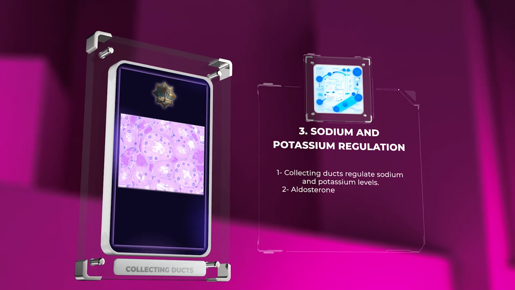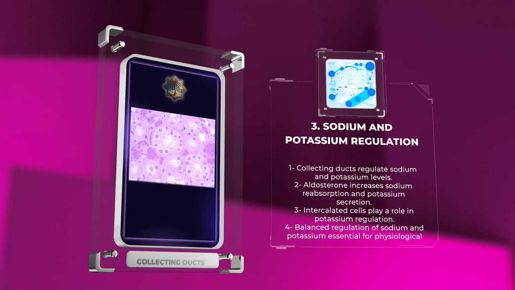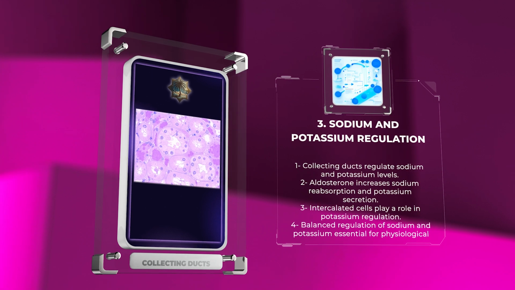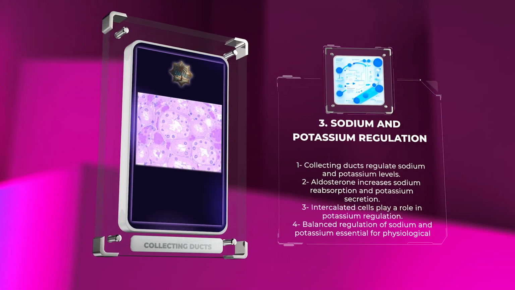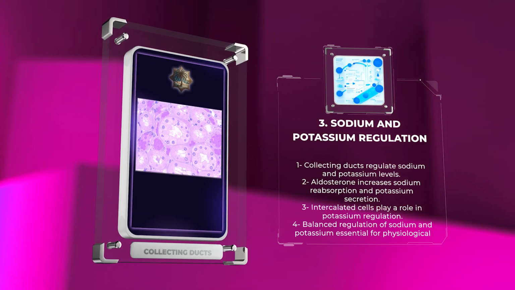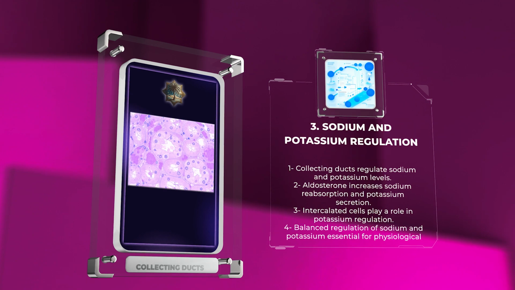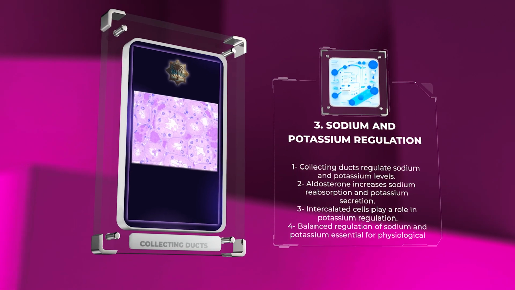The collecting ducts in the kidneys have multiple functions, including regulating sodium and potassium levels. Aldosterone, a hormone secreted by the adrenal glands, increases sodium reabsorption and potassium secretion in the collecting ducts. Intercalated cells also play a role in potassium regulation. The balanced regulation of sodium and potassium is essential for maintaining various physiological processes in the body.